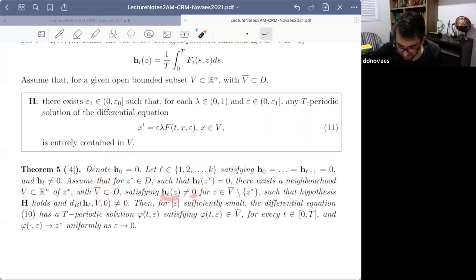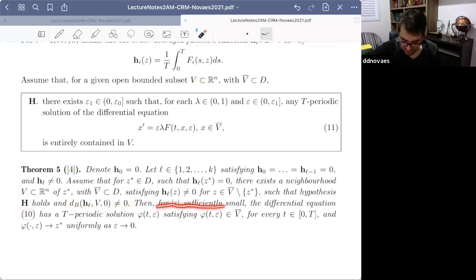HL is distant from 0 for every Z in the closure of V minus the 0 of HL, and the hypothesis H holds for V. Hypothesis H depends on an open set. And the Brouwer degree of HLV0 is distant from 0. So the hypothesis here is almost the same as the one we have previously stated in the other theorems, but here we are also assuming this hypothesis H. Then the result is the same.